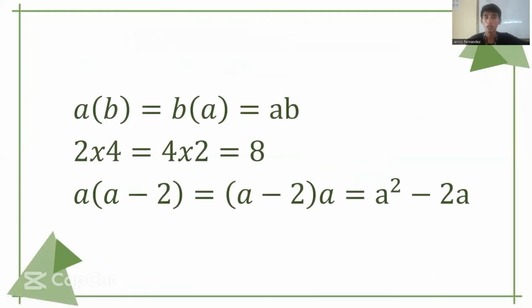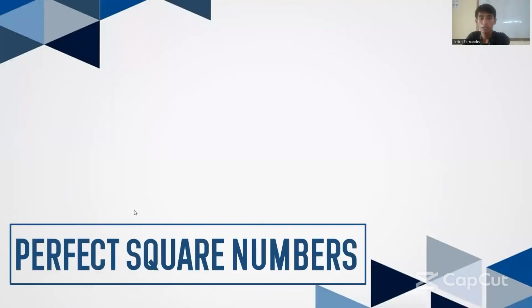Now, tingnan natin to. AB is equal to B times A. AB pa rin naman ang sagot, di ba? 2 times 4 is equal to 4 times 2. 8 pa rin naman ang sagot. A times (A minus 2) is equal to (A minus 2) times A. Pareho lang ang sagot na A squared minus 2A. So, that's how we get the factors.